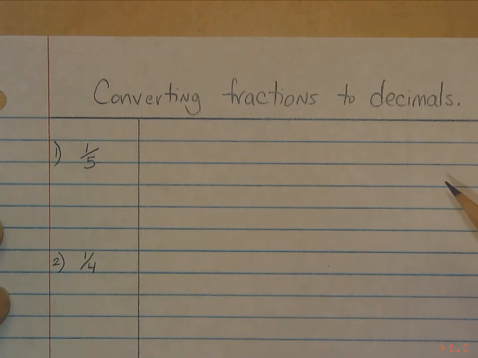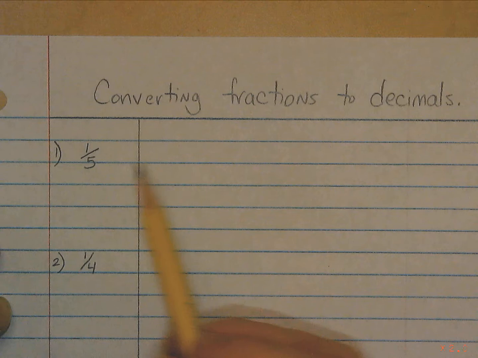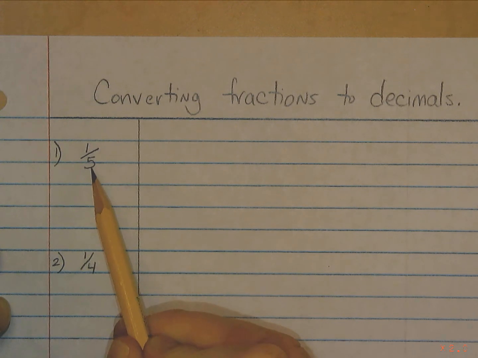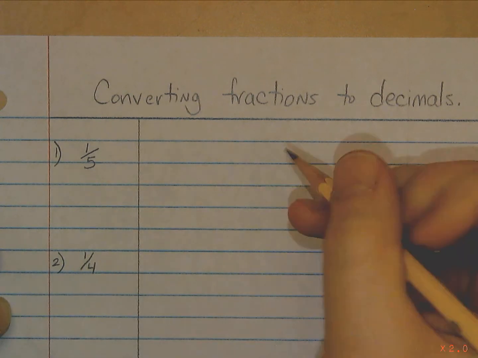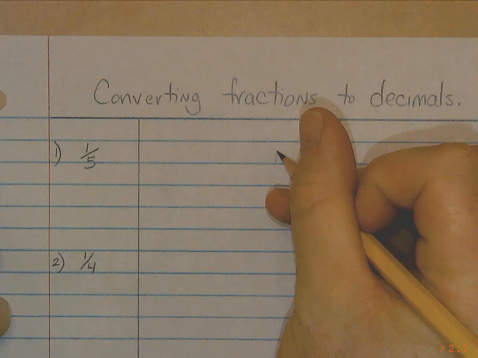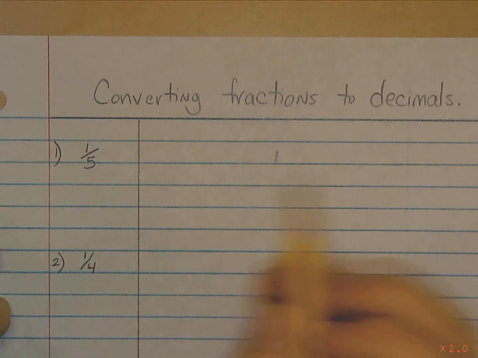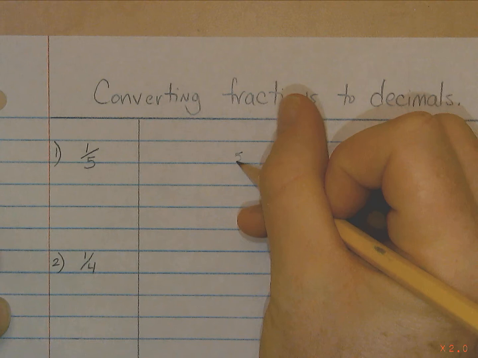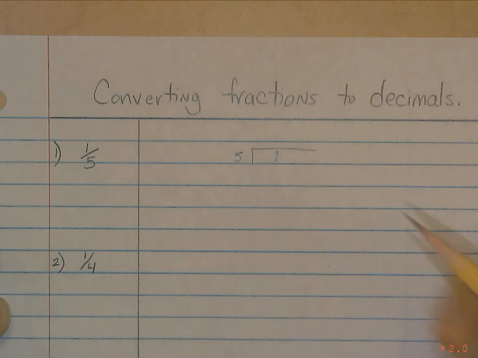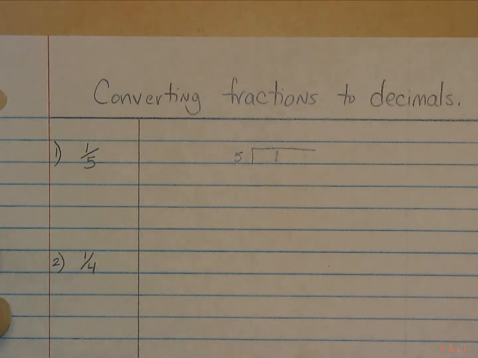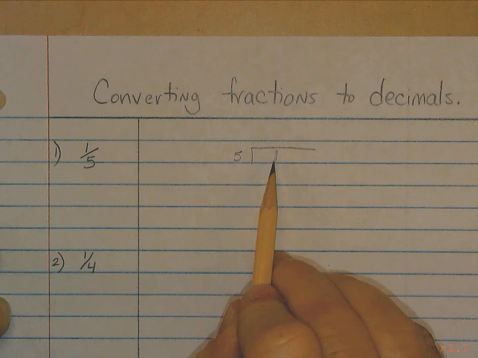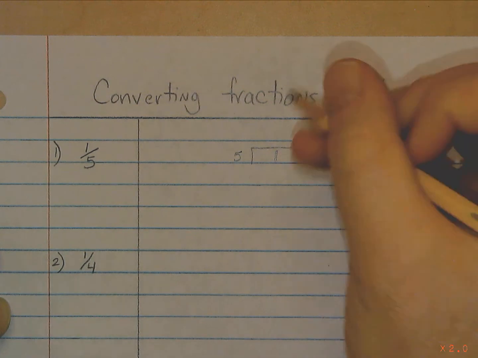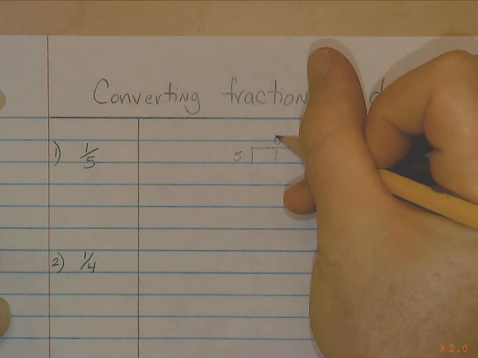So 1/5, let's take a look at 1/5. You're going to divide the numerator by the denominator. So the numerator is going to go basically in the middle, if you will. 5, that's your divisor, that's your denominator, that's going to go on the outside. You can divide 5 into 1. Obviously 5 cannot go into 1, right? So that's one big fat 0, right?